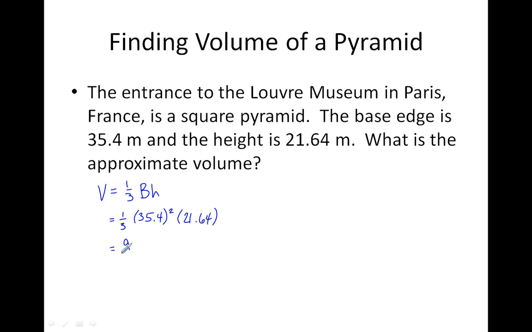We get an answer of 9,039.46 and so on. Let's approximate the volume. So if we round it to the nearest whole number, we get 9,039. Now our units were meters, so we have cubic meters. So approximately 9,039 cubic meters is the volume of the Louvre Museum in Paris.